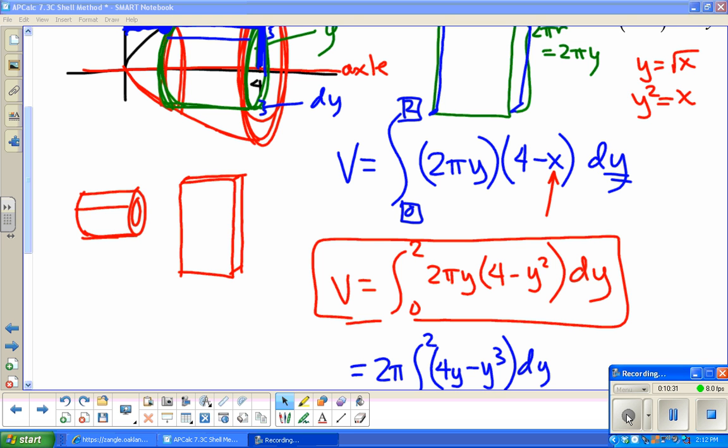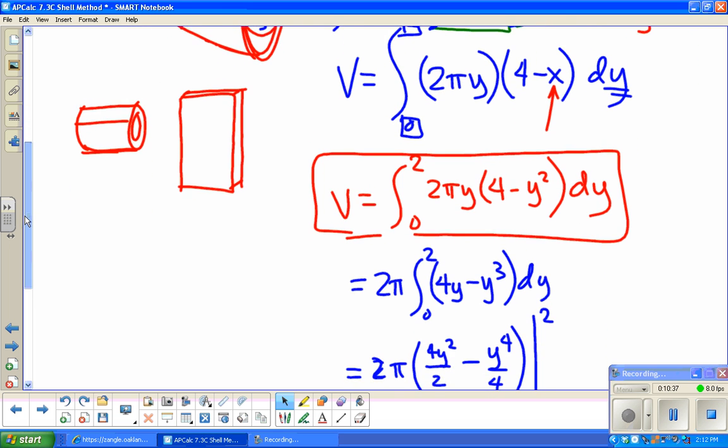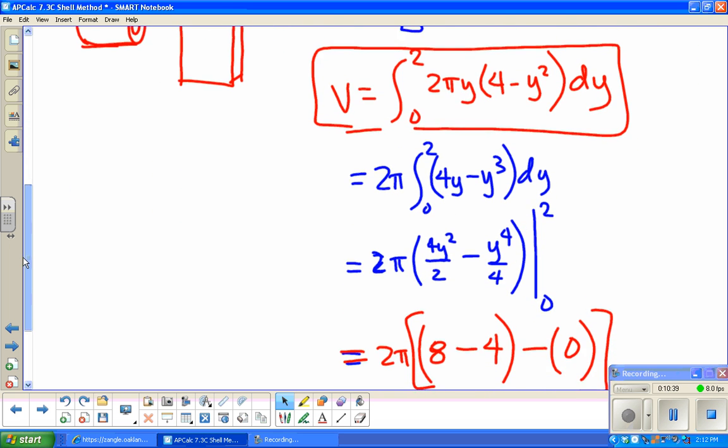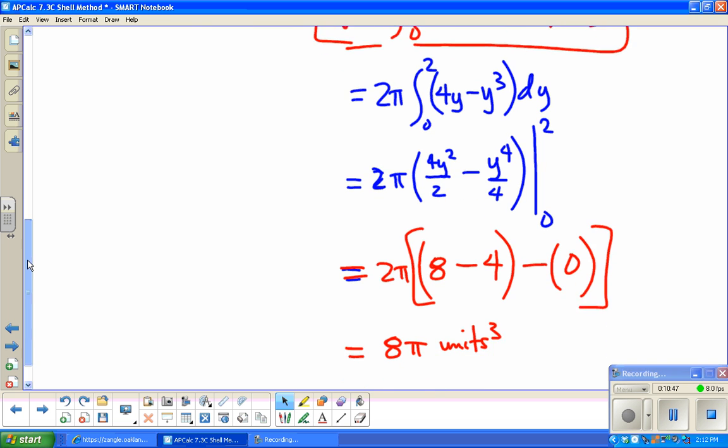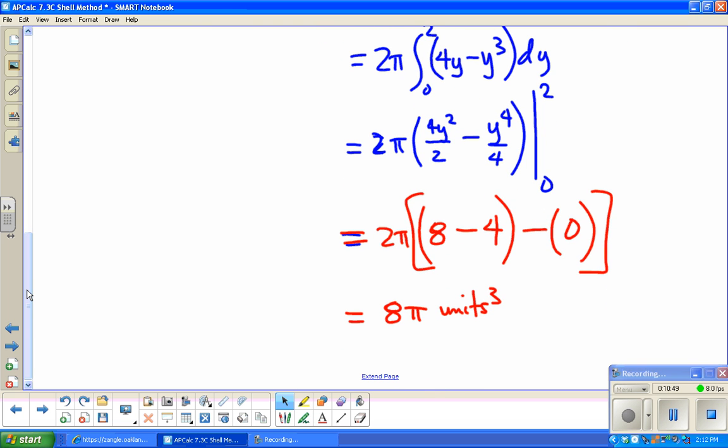For those of you who would like to see how this played out, I just went ahead and paused and then did the work here. So a little bit of cleanup. I pulled the 2 pi out, distributed the y, took the antiderivative, and then substituted the 2 and the 0. And so we end up with 8 pi cubic units.